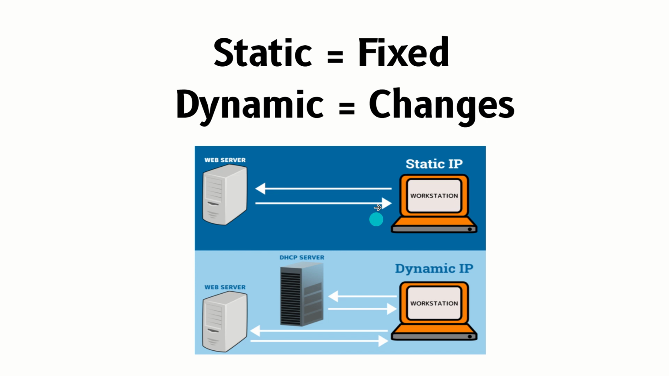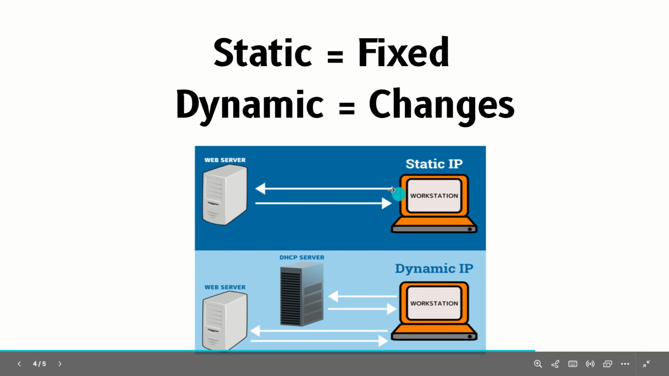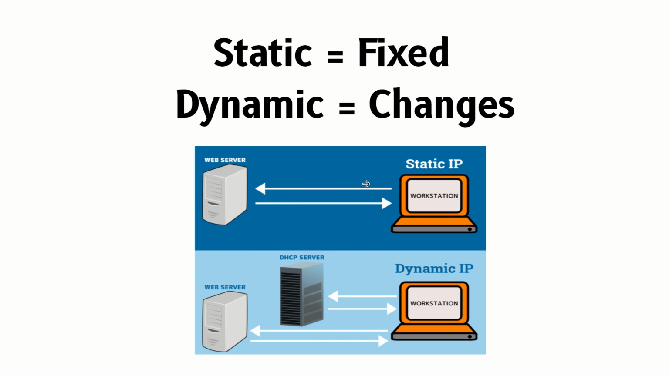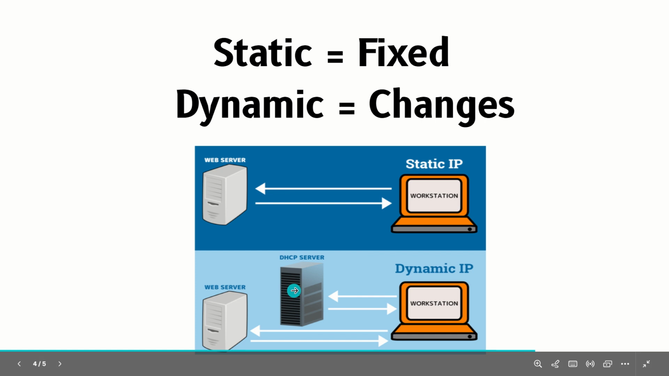So there are a lot of differences available as well. But because we are working in these introductory tutorials, you just have to remember that static means fixed, dynamic means it's changing, right? And DHCP, remember, is the Dynamic Host Configuration Protocol, because of which the IPs keep on changing, right?